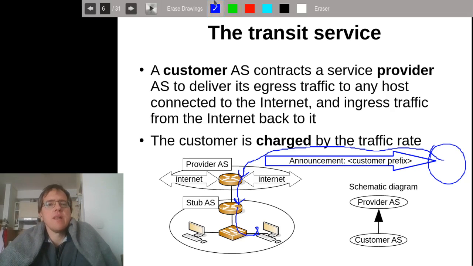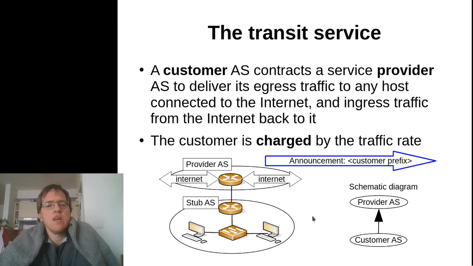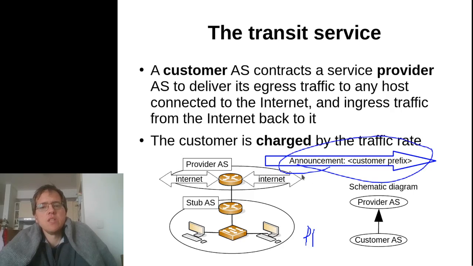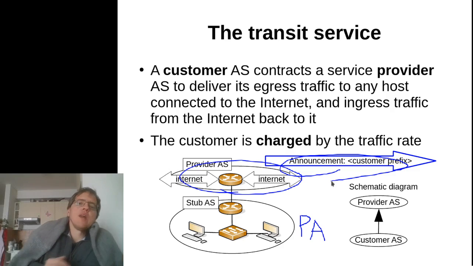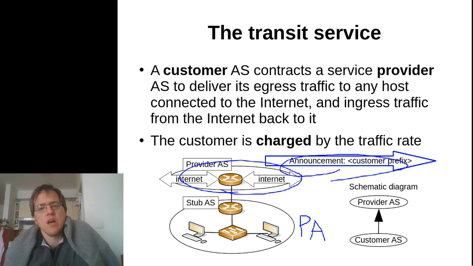Now either this announcement exists explicitly, and this was the case when the customer's address range is not aggregatable into the provider's address range, because in this particular case a specific announcement will be generated to the rest of the internet for the customer's prefix. Or whenever we use provider aggregatable addressing, which means that the address range of the customer will be covered by the prefix of the provider. In that case, we don't need to announce this customer prefix separately, because the provider's announcement will cover the customer's address range.